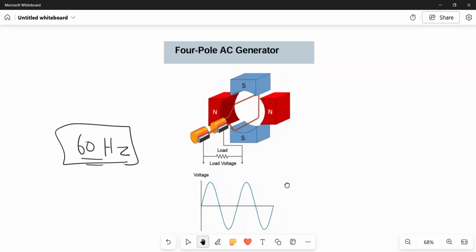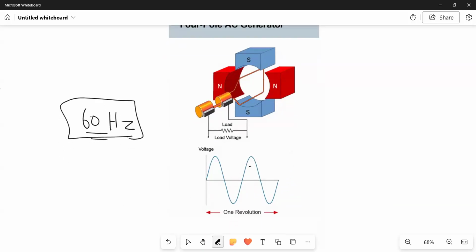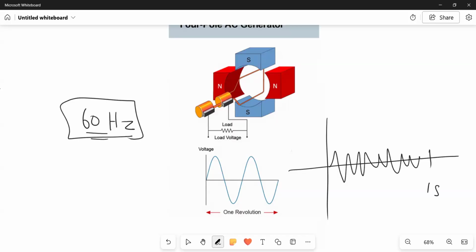And if you were to plot it on a graph, right? If this is 1 second, we're going to have 60 oscillations in 1 second, right? And for them to accomplish that, they'd have to ensure that the number of poles around here is such that it will give you this, right? But we are not into power generation. I'm just explaining to you how they came up with that 60 hertz business, right?